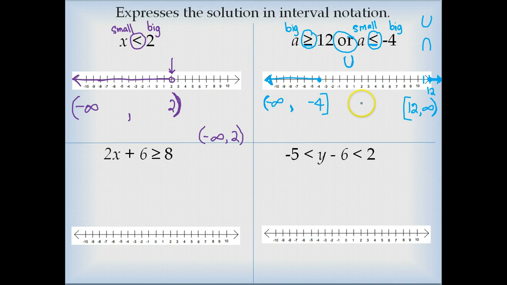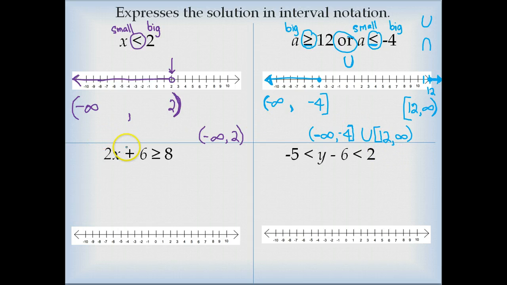Okay? So my final answer would look like this. I'm going to write -infinity, comma -4, together like that. And then I'm going to write my right side up U and then 12, comma infinity. Okay? That would be interval notation there.